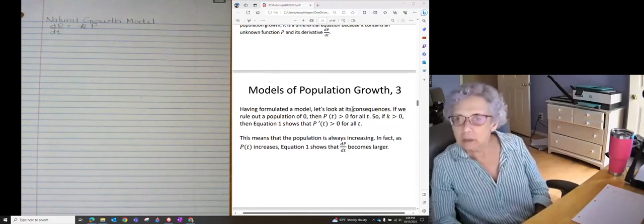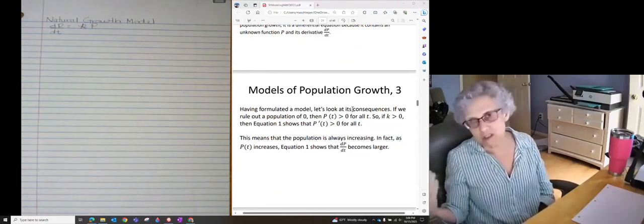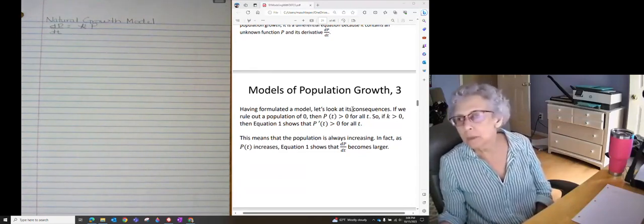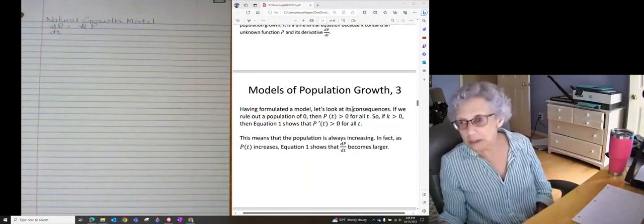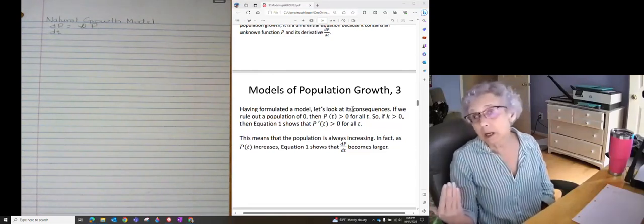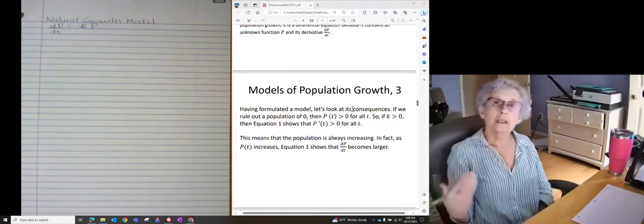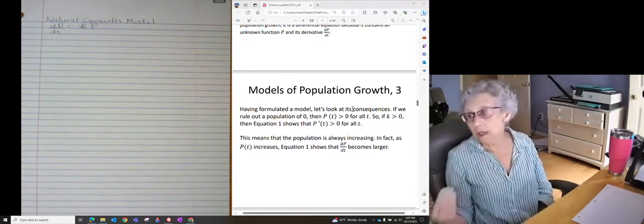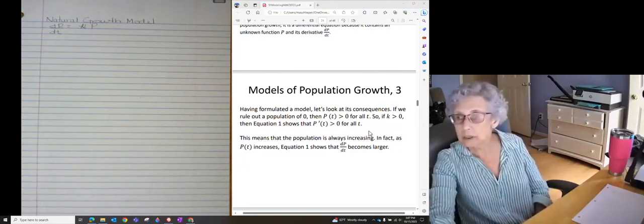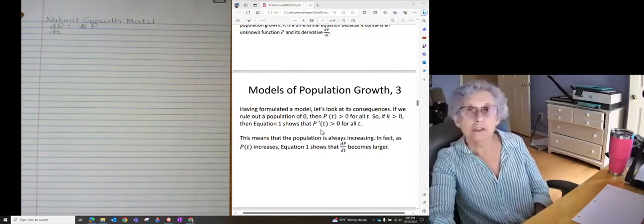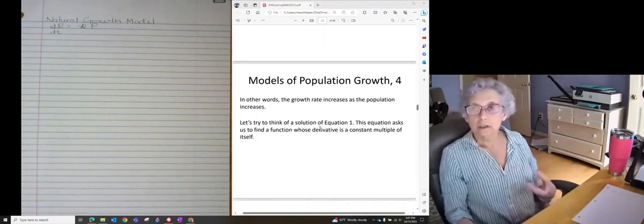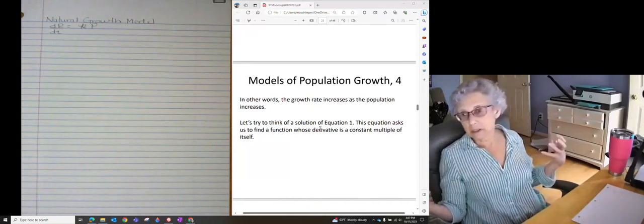Okay, if we look at this model and we just don't consider models with no population, because that would be boring. If the population is positive and k is positive, then the derivative will be positive. That means the population is always increasing as long as the population is positive and the proportionality constant is positive. So the derivative will be increasing. The growth rate increases as the population increases.